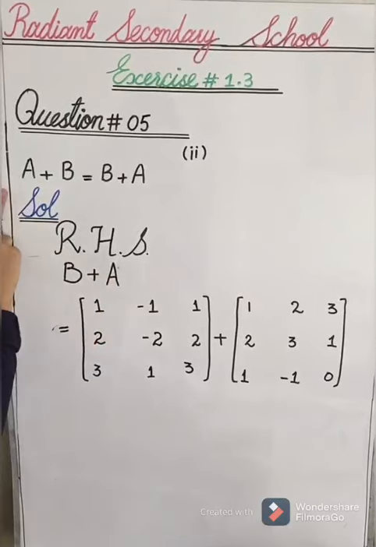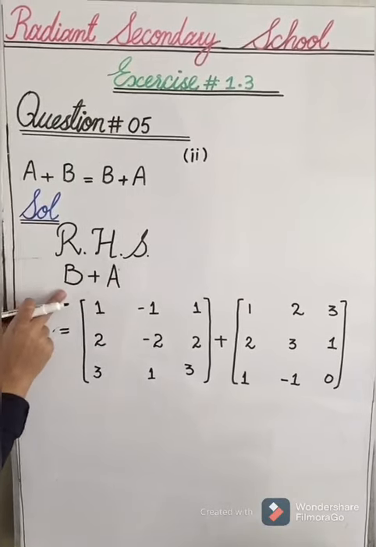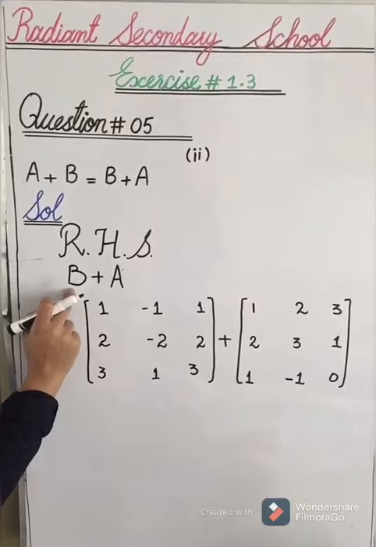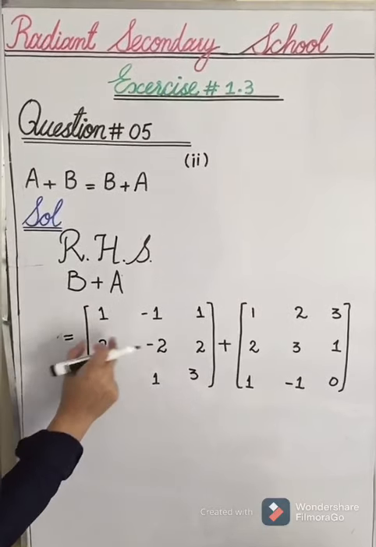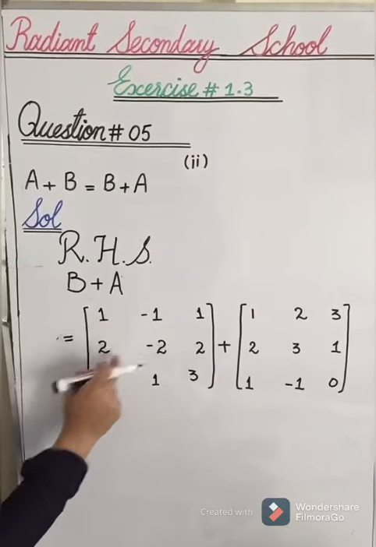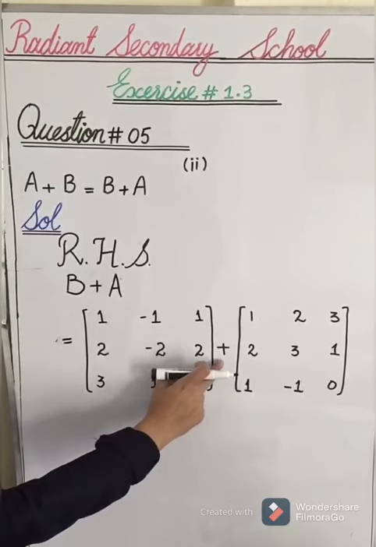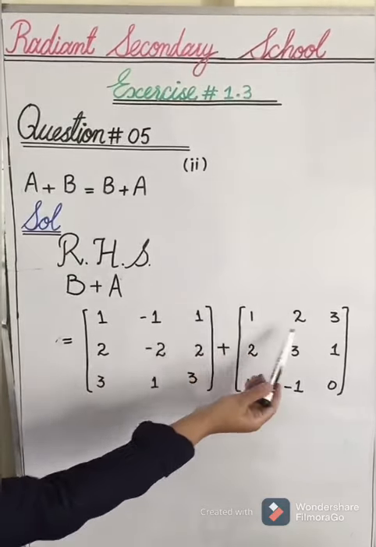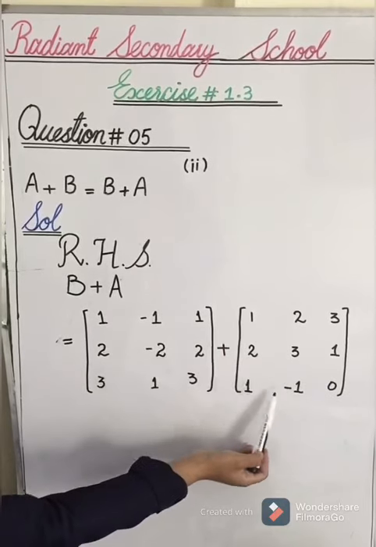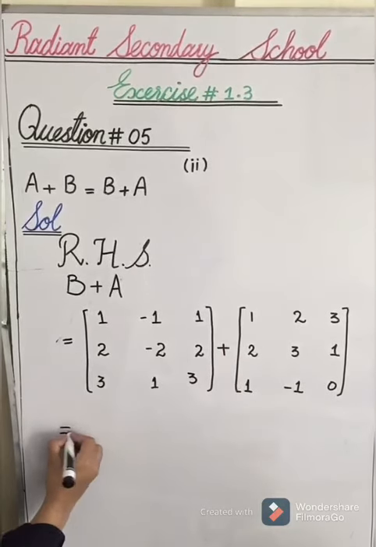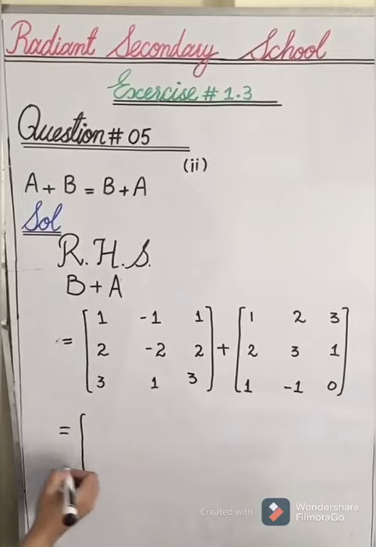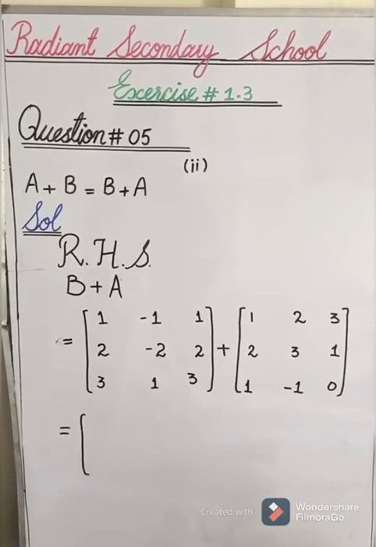So now for the right hand side, we will add B with A. So this will be B plus A. First, we will write the matrix B, 1, -1, 1, 2, -2, 2, 3, 1, 3. And then we will add a plus sign and we will write matrix A, 1, 2, 3, 2, 3, 1, and 1, -1, 0. So again, we will add these two matrices and we will add corresponding entries.